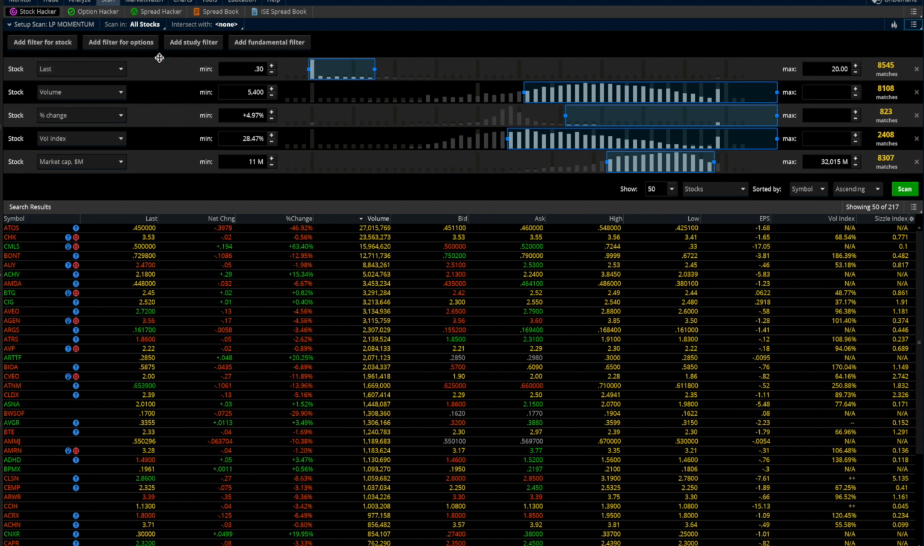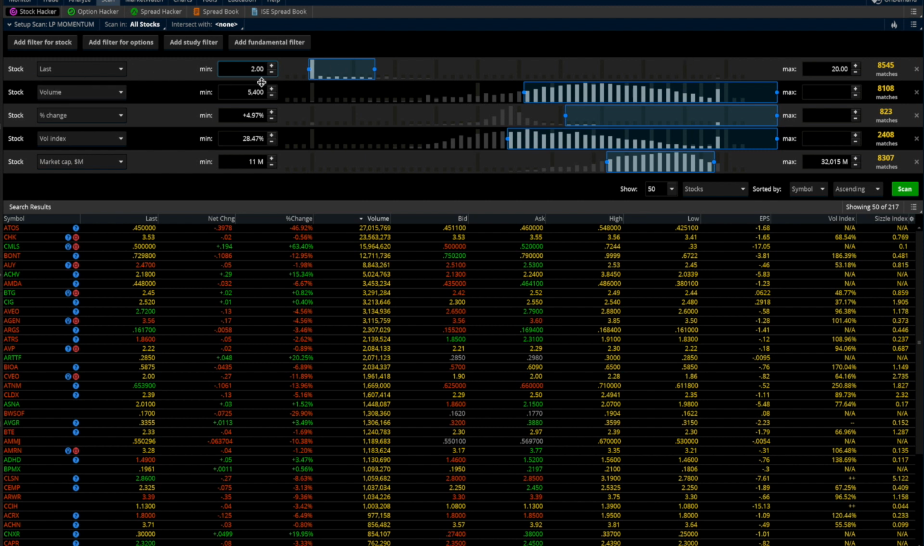We call it LP Momentum. You can name it anything you want. Our name doesn't really mean anything specific, but these are basically the criteria. First, you want to start with last and put in the price range you want. I have it at 30 cents, but I'm going to make it $2, making a range of $2 to $20.